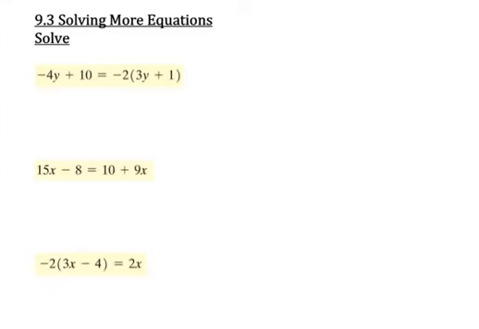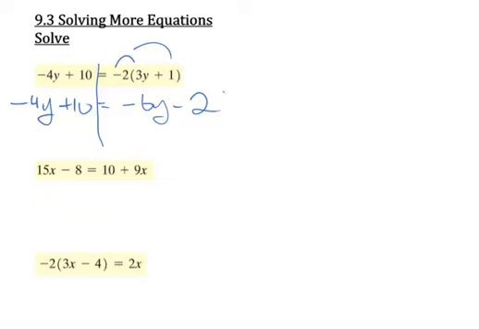Alright, so 9.3 is just solving more equations. It's basically the same thing we've been doing in 9.1 and 9.2. Okay, so just like we've done before, draw my line there. I'm going to write this as a negative 4y plus 10. I'm going to go ahead and distribute that. Here's my equal sign. There's my negative 6y minus 2.